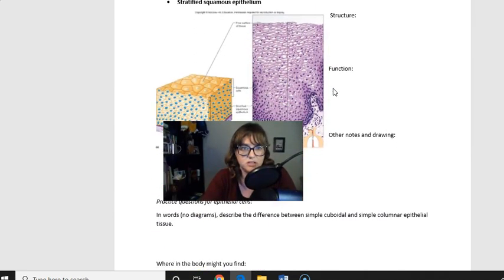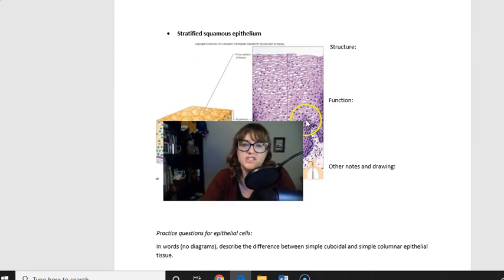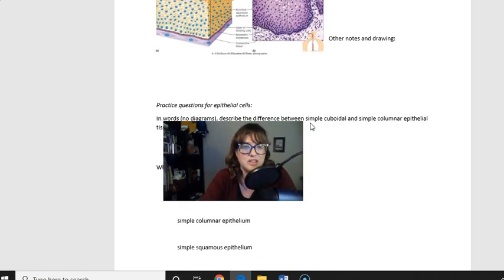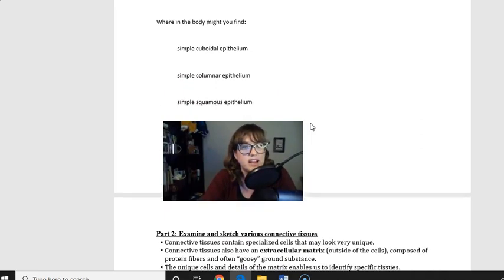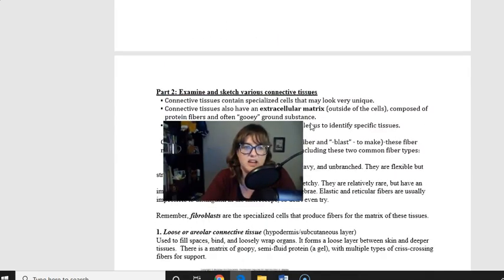And this is our stratified squamous. You'll notice it's a bunch of squamous cells, those flat ones, layered. Your video will tell you more about that. And then there are some practice questions. Where are you going to find this stuff?